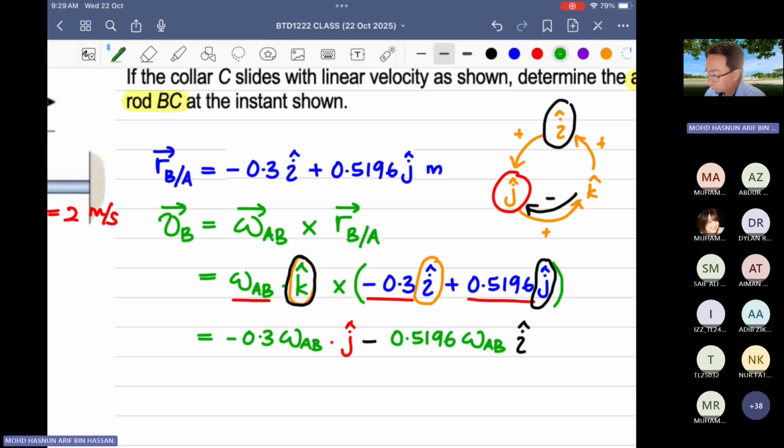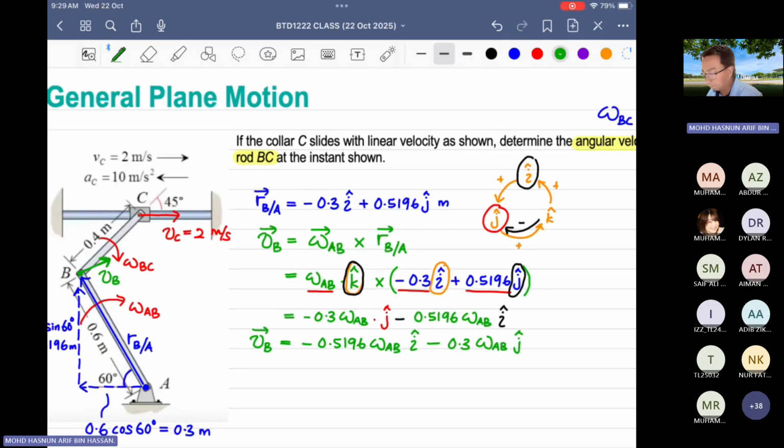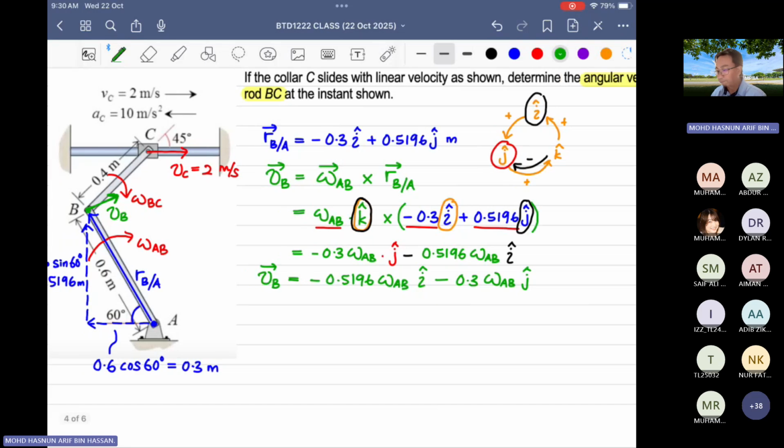So finally, we can write VB is equal to, you can bring I in front, so minus 0.5196 omega AB, which is still unknown, later we will solve it, I and minus 0.3 omega AB J. Okay, so this is what we have so far.